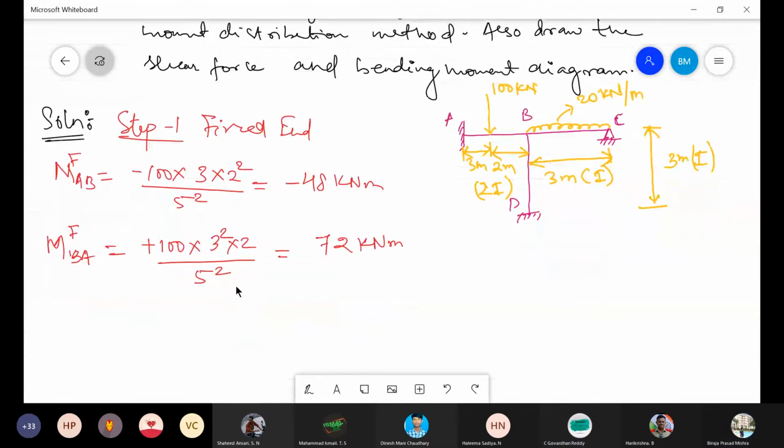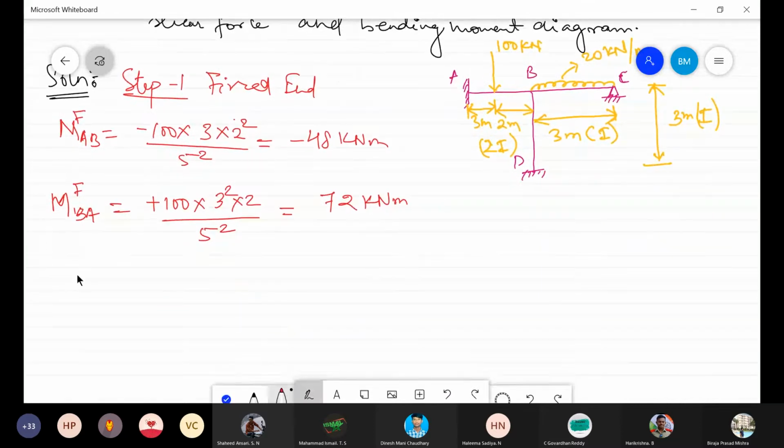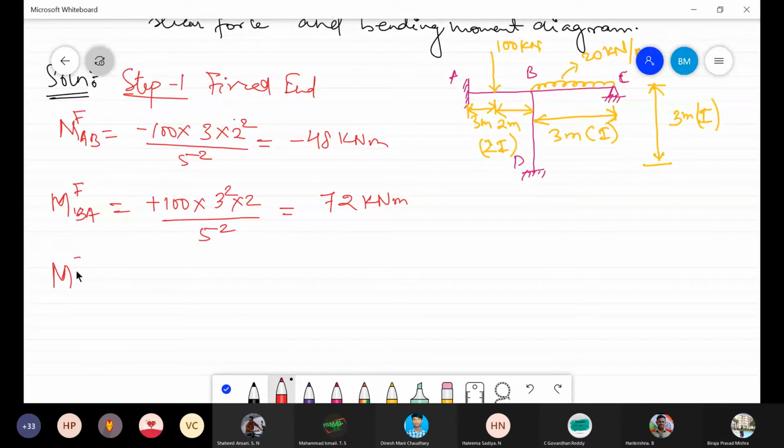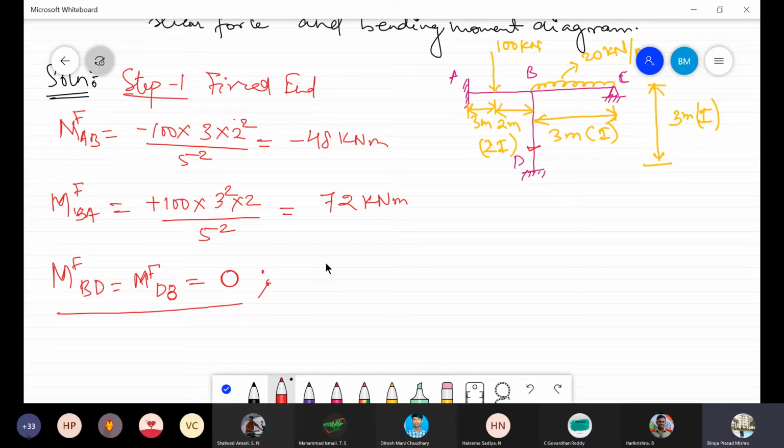Next one, MFBD equals to MFDB equals to 0, because here there is no load in this one. Okay, directly laterally there is no load.